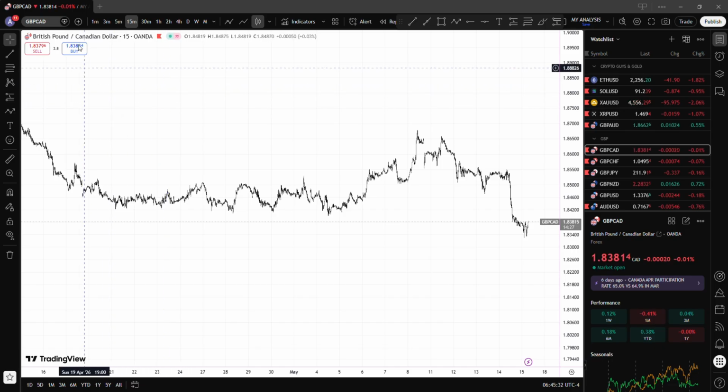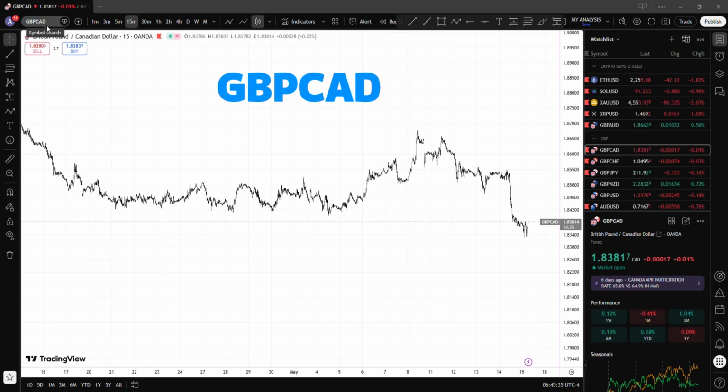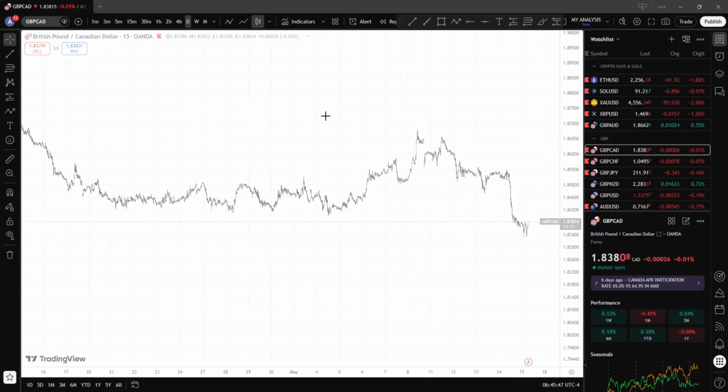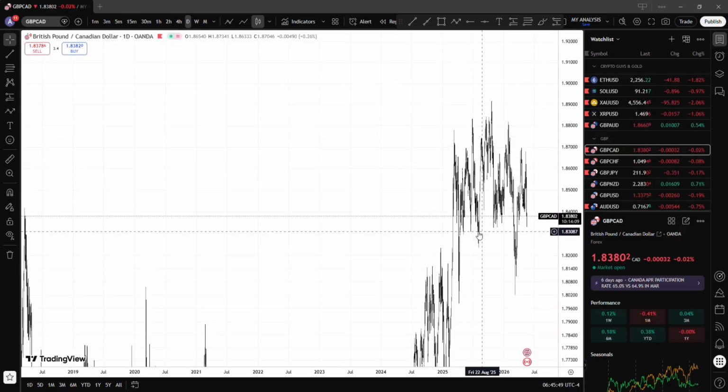Let's get to business. I'm taking this GBPCAD as a case study. Now, first, I'll go to my higher time frame. Why my higher time frame first? I'm going there to see the general market direction. I'm going there to look for my key levels, my key zones.